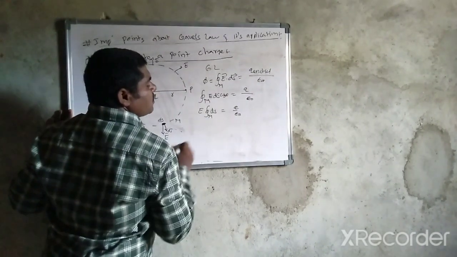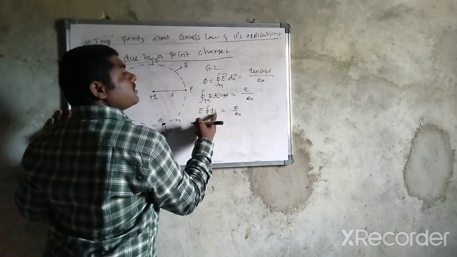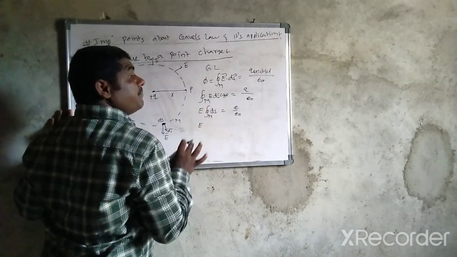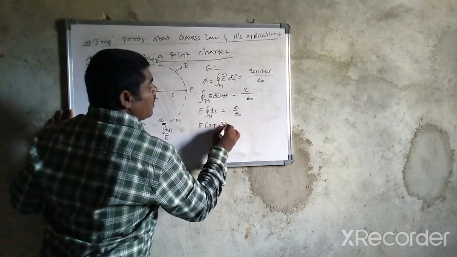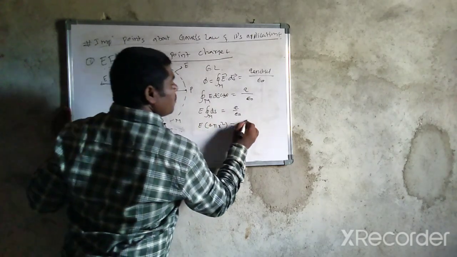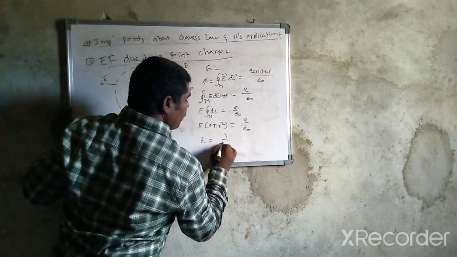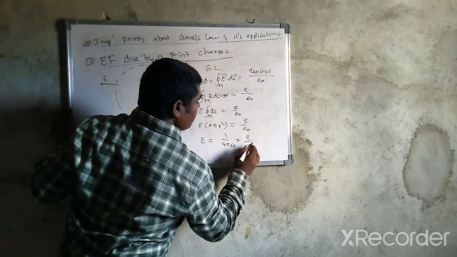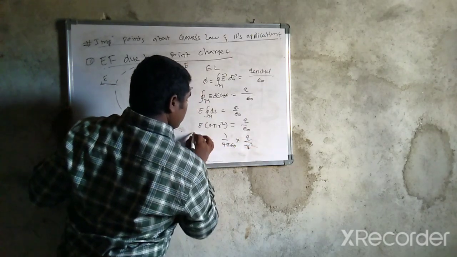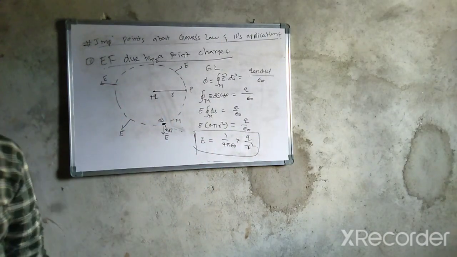Here the surface is closed, so the integral of ds is nothing but the total area, 4 pi r square, which is equal to Q divided by epsilon naught. The electric field is equal to 1 by 4 pi epsilon naught into Q divided by r square.